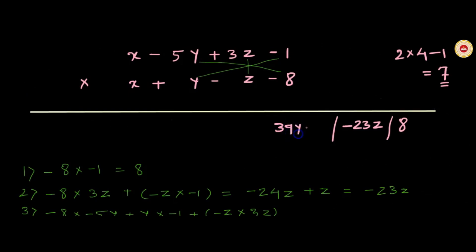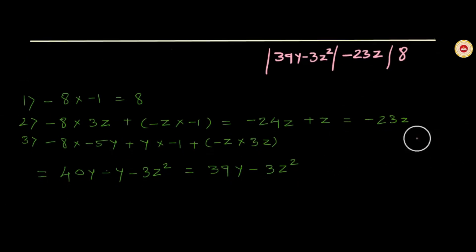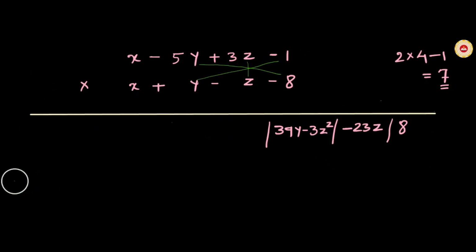39y minus 3z squared. Right? Now, friends, pause video and please write these 3 steps. Yes. Step number 4 now.